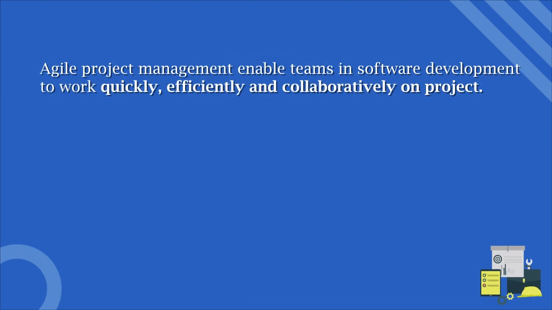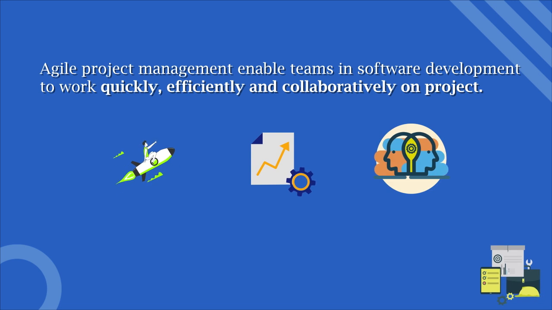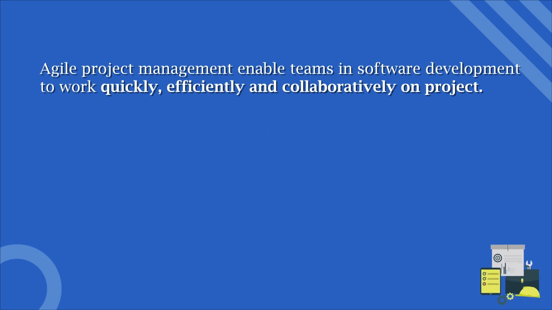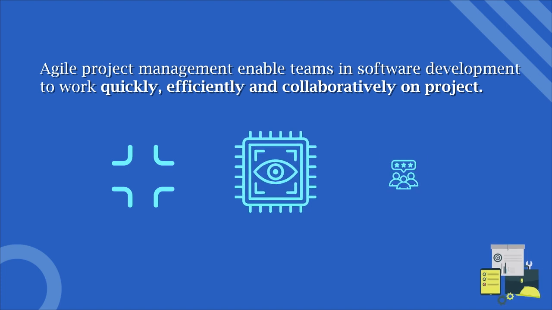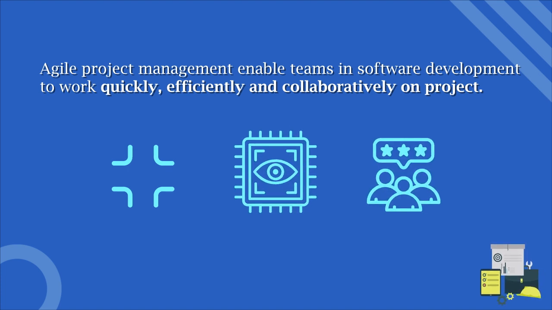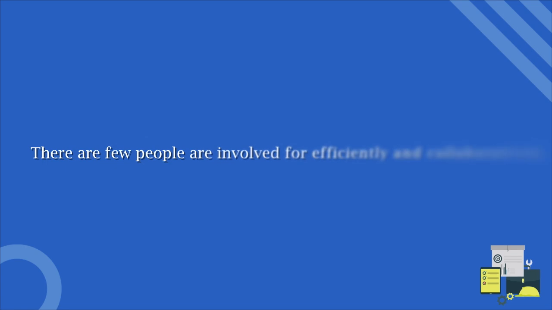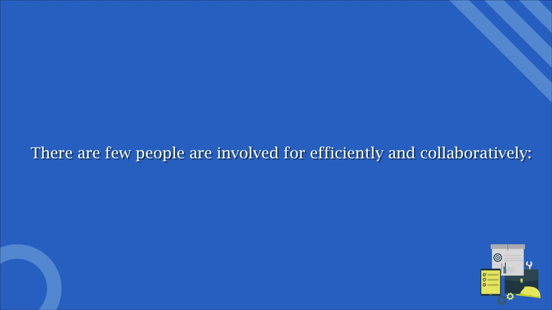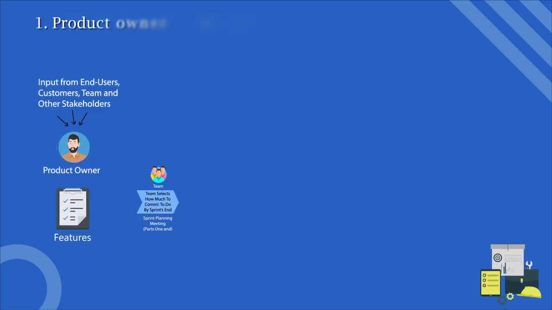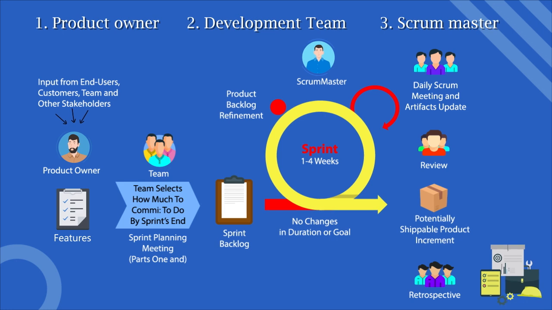Agile project management enables teams in software development to work quickly, efficiently, and collaboratively on a project. It focuses on working in small batches, visualizing processes, and collaborating with end users to gain feedback. Continuous iterations or short cycles also help us gain confidence, and feedback gets implemented within each iteration. A few people are involved in working efficiently and collaboratively on a product: the product owner, development team, and Scrum Master.